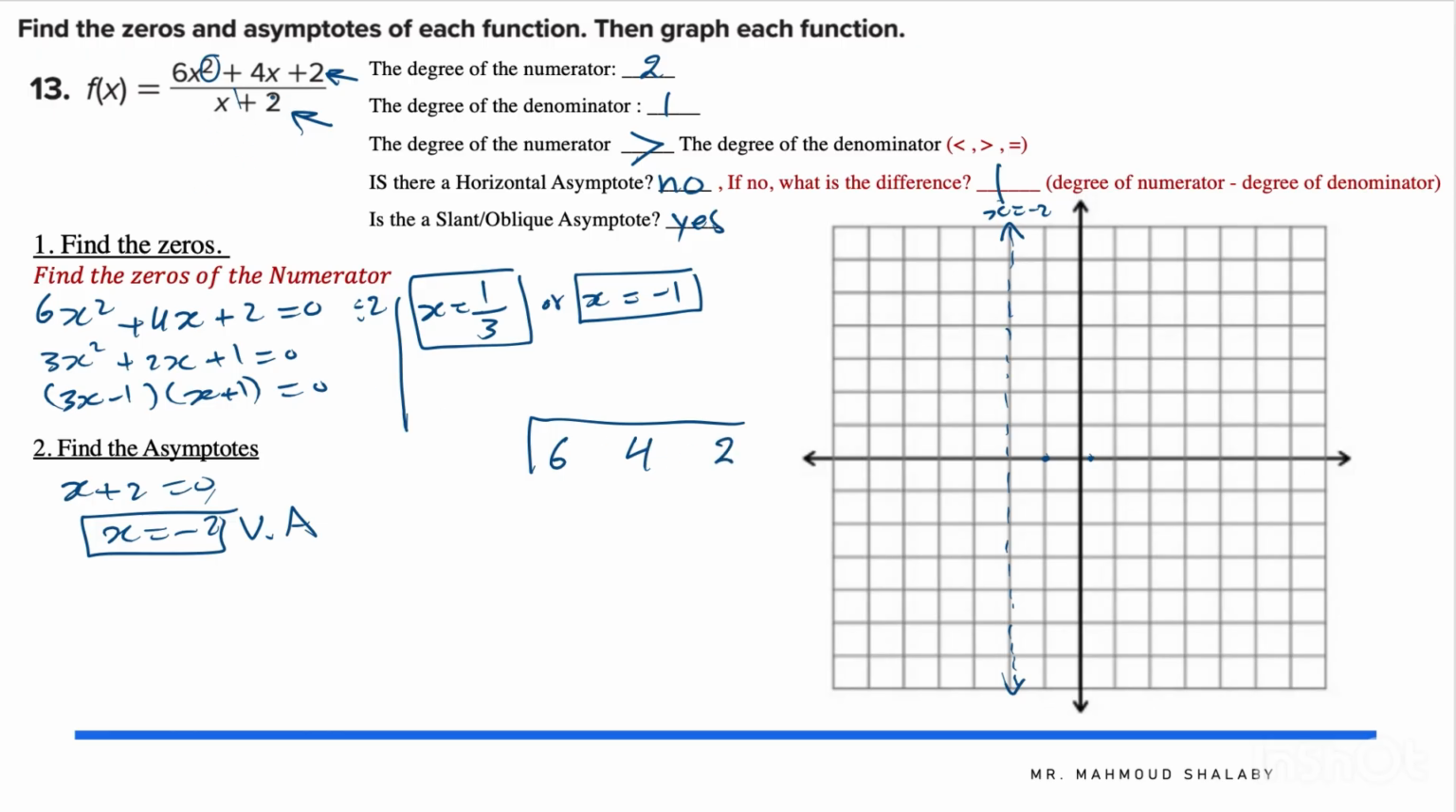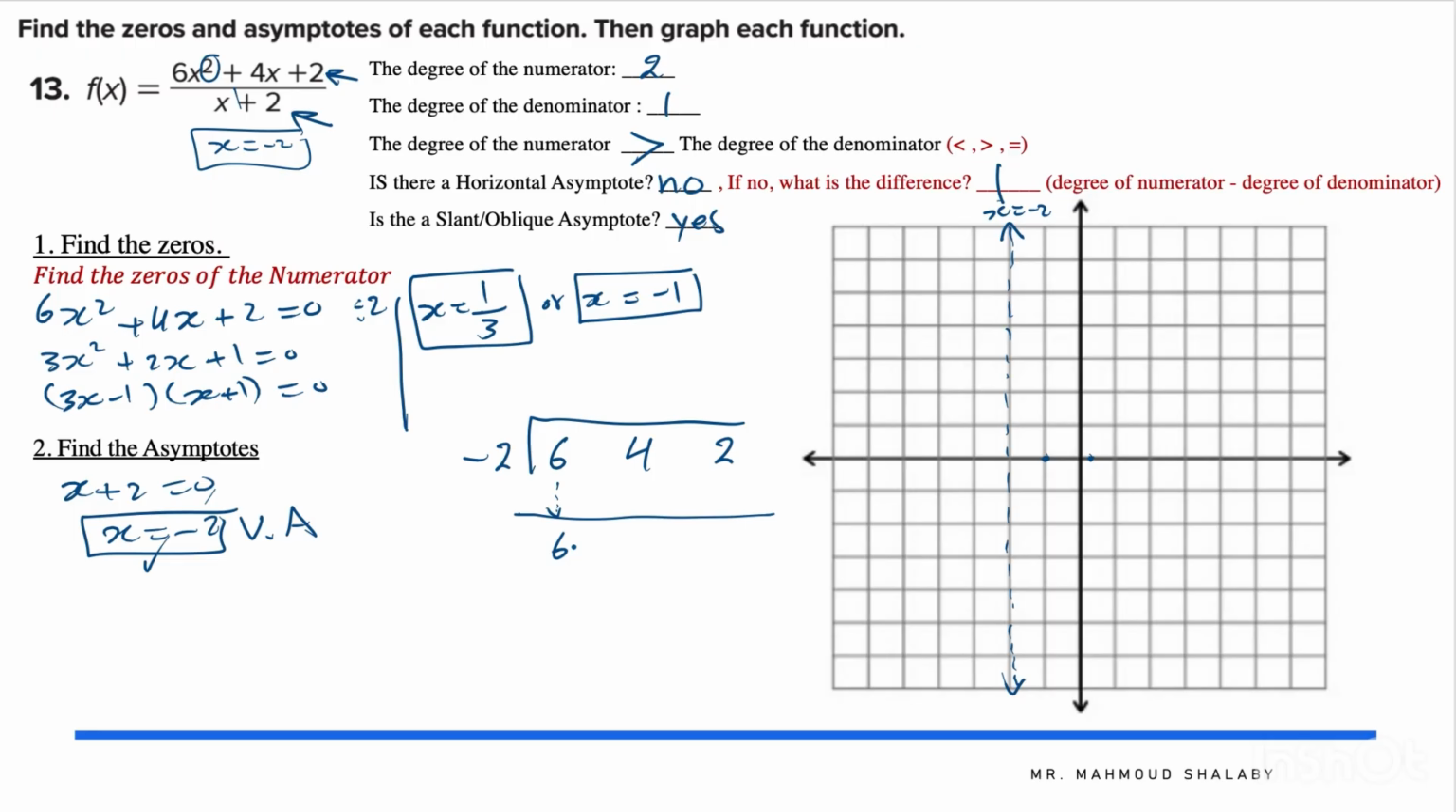Then we divide by the 0 of the denominator, which is x equals negative 2, which we already found here as a vertical asymptote. So we will divide by negative 2. That's why I find the vertical asymptote first. When we do the synthetic division, we bring this number as it is. It's a 6 written here, so we do not change it.